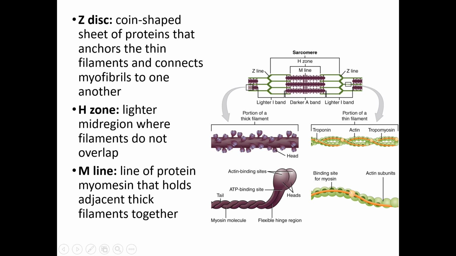Other structures. You already know Z-discs: a coin-shaped sheet of proteins, and the Z-line is just how it looks from the side. The H-zone is the zone in the center of the sarcomere where filaments do not cross and where there are no thin filaments, right here. M-line is a line in the very center of the sarcomere for attachment of thick filaments.